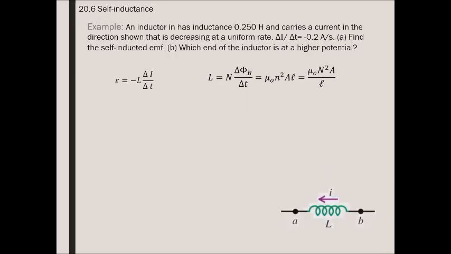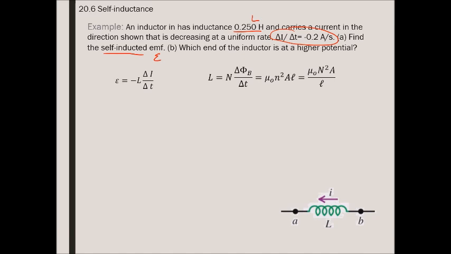Now we're going to let you practice with these equations and this idea of an inductor. We're given the inductance this time, so that's our L, and it explicitly says that this is the change in I over change in t. So figure out what formula to use and find the self-induced EMF. So we're looking for E.